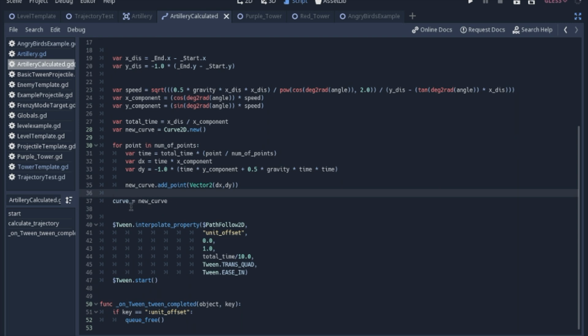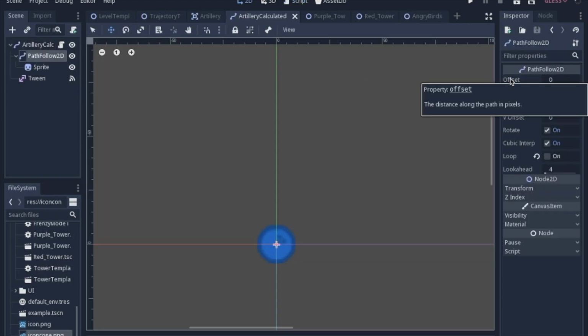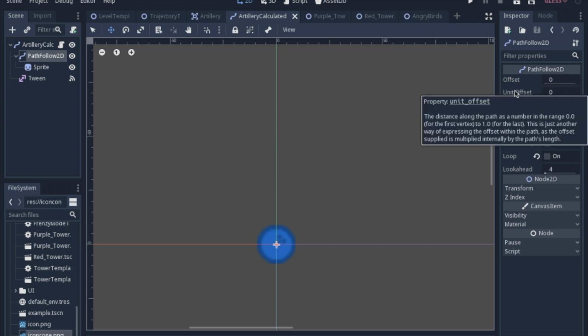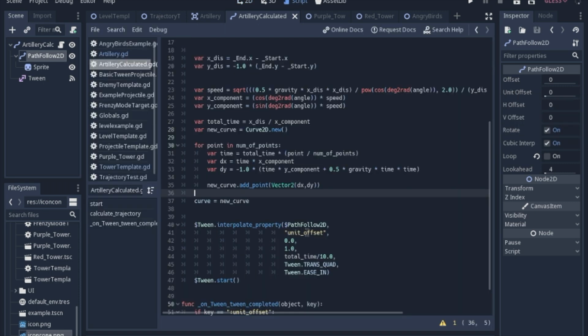And then to actually make the path follow move along that curve, we're going to interpolate that property with a tween, which just means we're going to make the unit offset, not just the offset. If you remember the difference, offset is the total distance along the path. We don't want to bother figuring out the distance. The unit offset is just from 0 to 1, and it doesn't matter how long it actually is. So 0 is the beginning, 1 is the end. We're going to interpolate that unit offset from 0 to 1 in a time that's going to be the total time divided by 10.